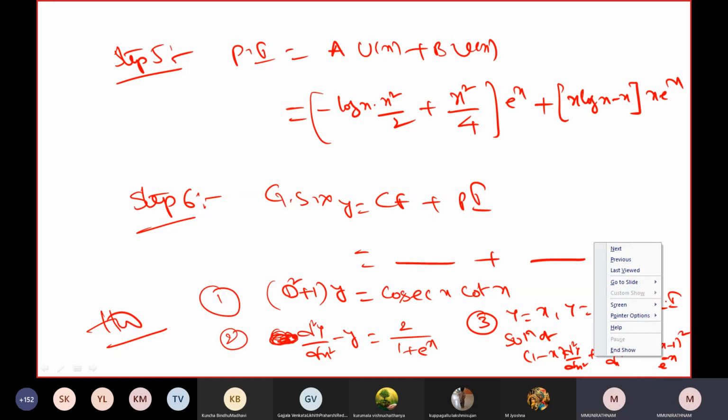These are all to try on your own, okay, by using the method of variation of parameters. These are very important. Okay.